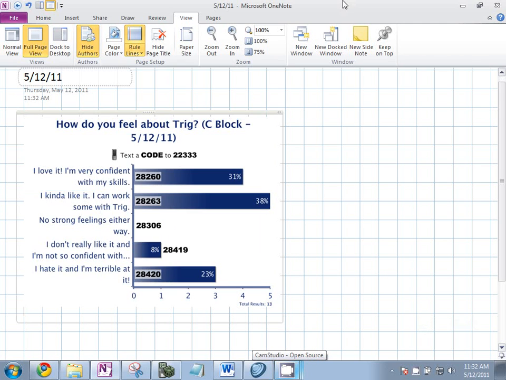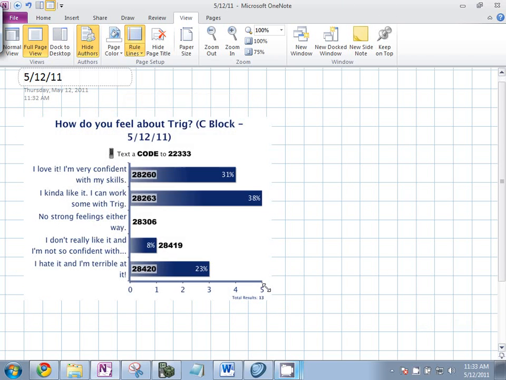Feel decent about trig? This is not bad. It's a pretty good spread. I like this. I'm confident. You're liking this throwback unit? Yeah. Yeah? Okay, excellent.